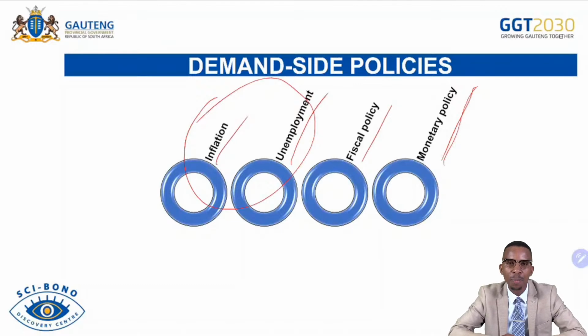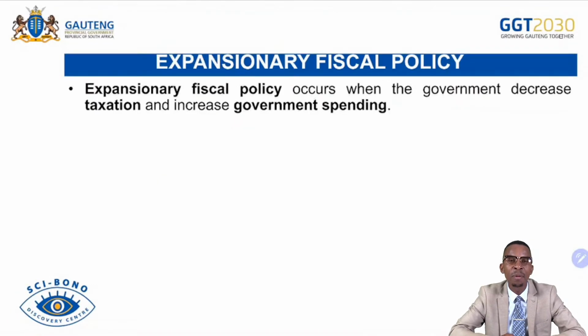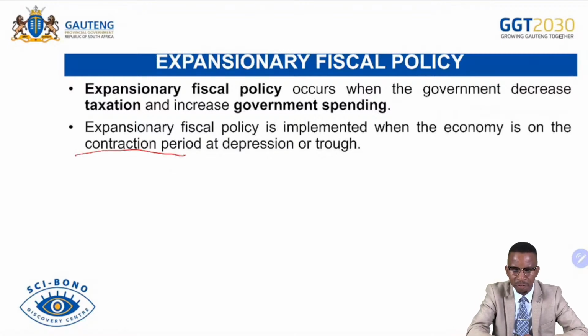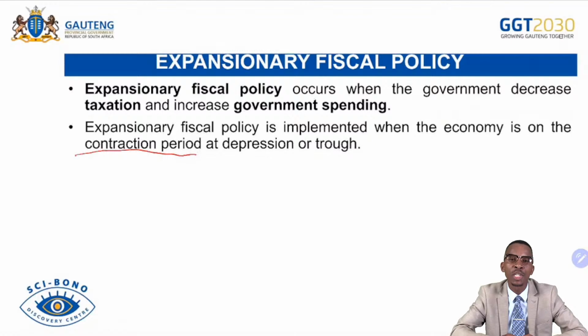So expansionary fiscal policy, remember, the government can intervene by implementing expansionary fiscal policy if ever the economy is facing a contraction period, that downswing that can be characterized by recession, depression, or trough. So the state can intervene by implementing expansionary fiscal policy, which occurs when the government increases government spending and decreases taxes. Expansionary fiscal policy is implemented when the economy is in the contraction period. So like I've mentioned, it can be recession, depression, or trough. Those are the parts of the contraction period of the business cycle.